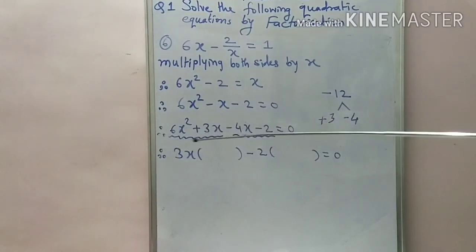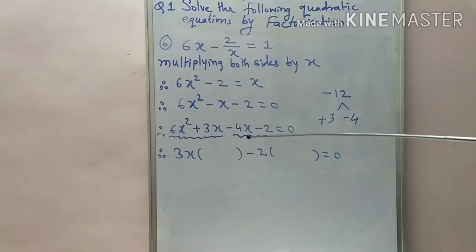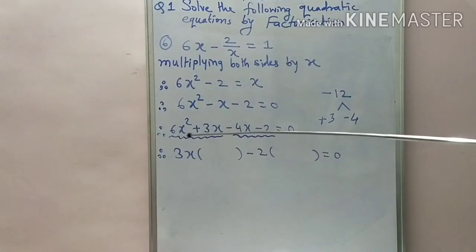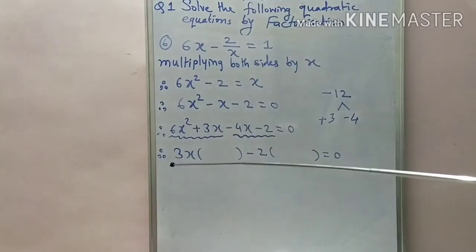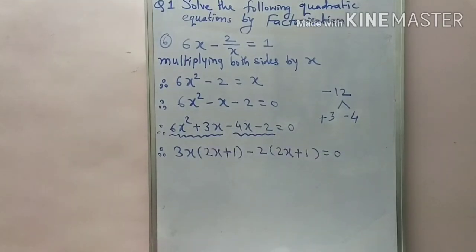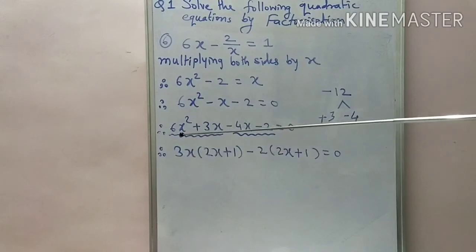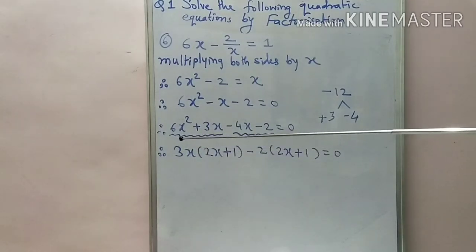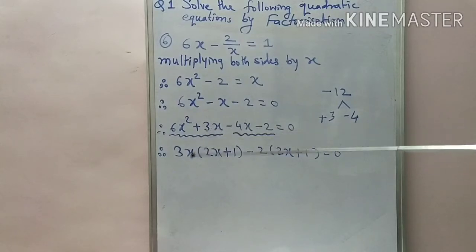6x² + 3x − 4x − 2 = 0. Then we make groups, and from each group we take the common factor. From the first group, we observe that 3x is common, and from the next group −2 is common. As 3x is common, from 6x² the remaining term is 2x, since 3 twos are 6, x into x². And from 3x, taking 3x common, the remaining factor is 1.